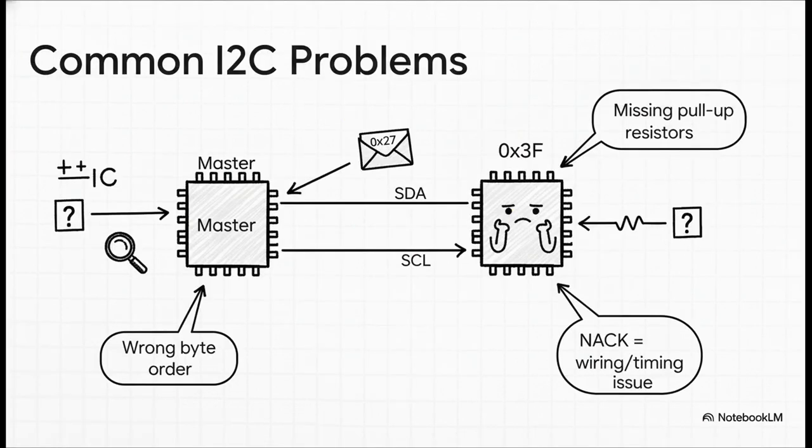First thing, triple check that slave address. It is so easy to misread it in the datasheet. Next, check your hardware. I2C needs something called pull-up resistors on both the data and clock lines to even work. And here's the pro tip. If you're getting a NAC right after you send the address, it almost always points to either a wiring problem or you've just got the wrong address.